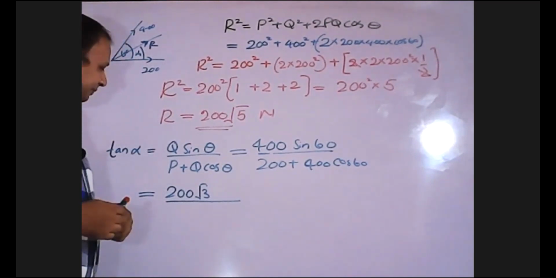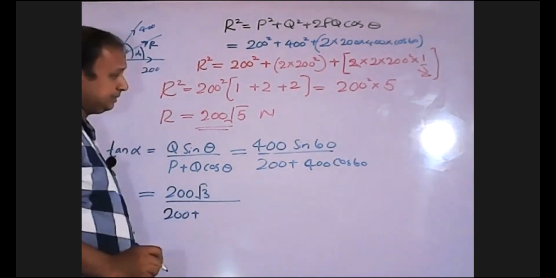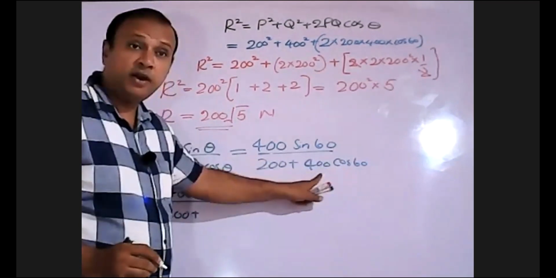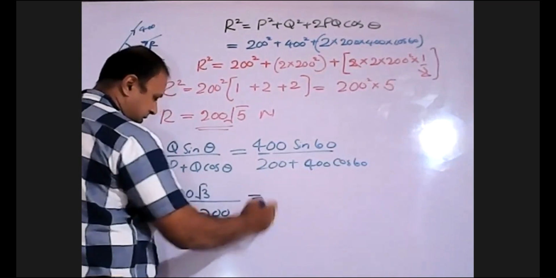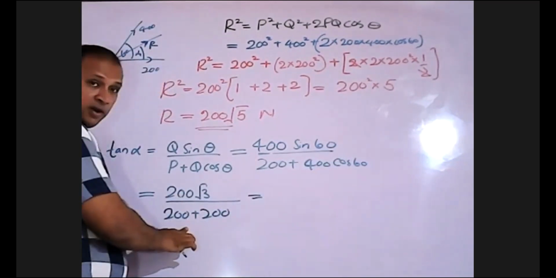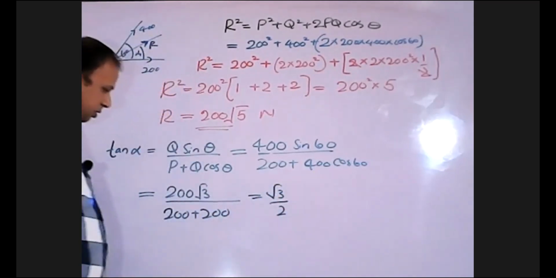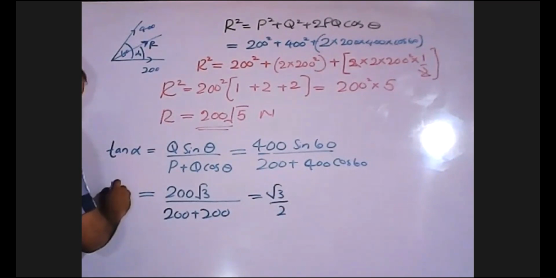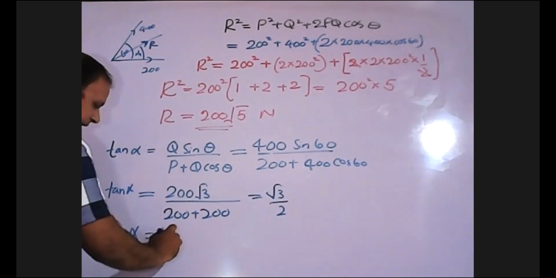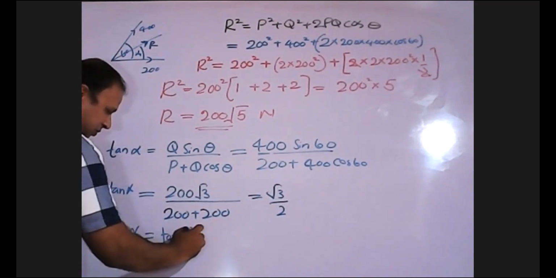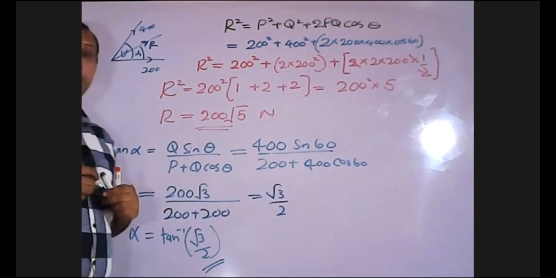Okay. Then this is 200 plus this, 400 into half means 200. Then 200 over 400 means half. So root 3 over 2. Tan alpha. Therefore, alpha is equal to tan inverse root 3 over 2.